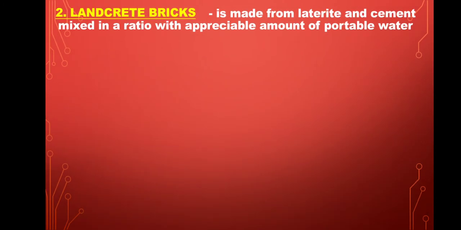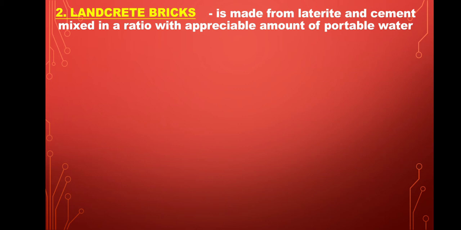Let's move on to the second one. 2. Landcrete bricks. When we talk of Landcrete bricks, this is made from laterite and cement, mixed in a ratio with an appreciable amount of potable water. So the materials used in making Landcrete bricks include laterite and cement.